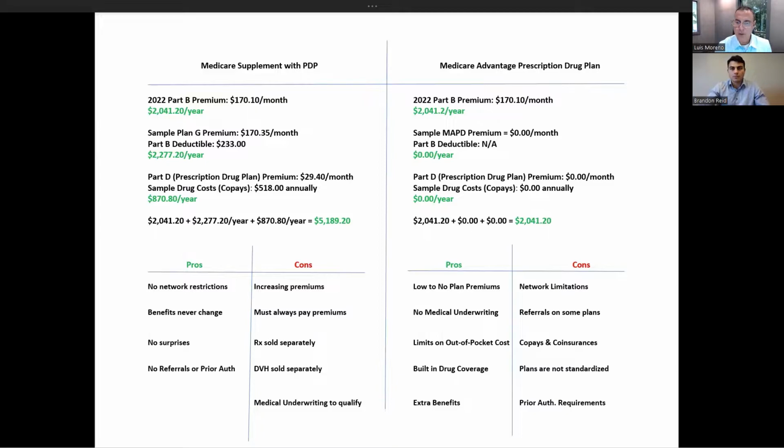And there is prior authorizations. Plans are not standardized, which means every carrier, pretty much the plans look the same, but there are some differences. Now on the MedSups, they are not bad.